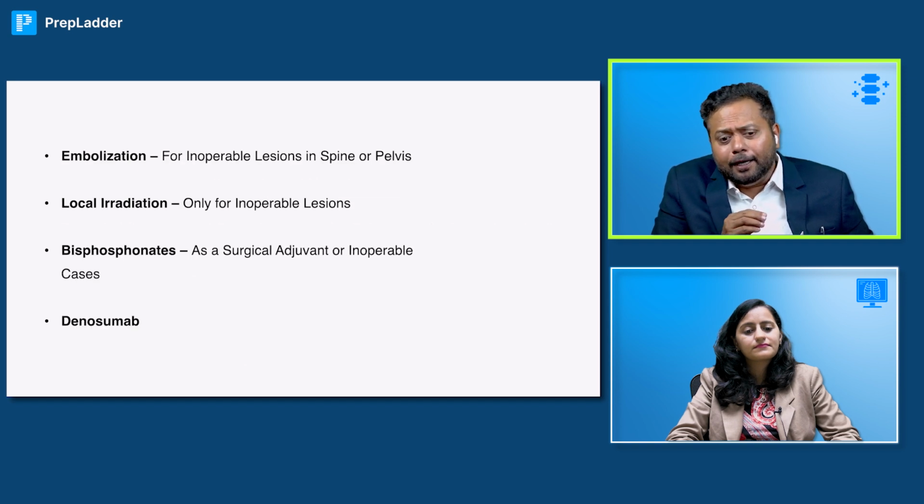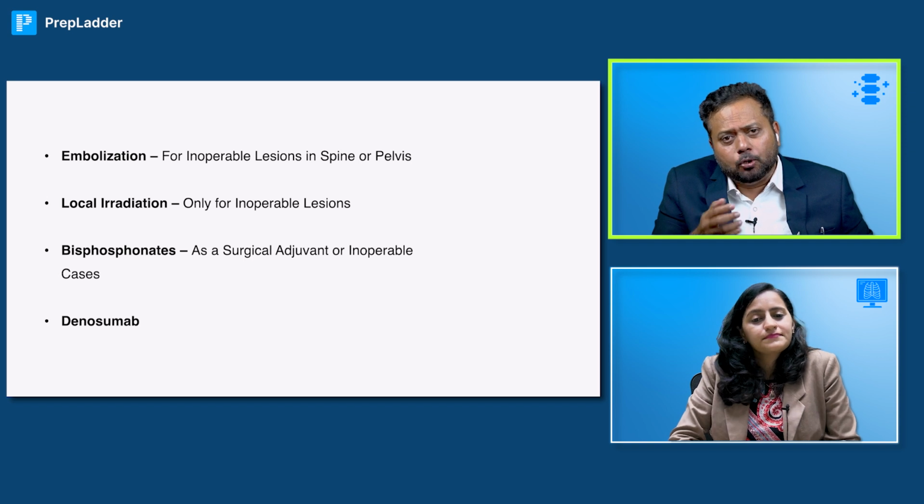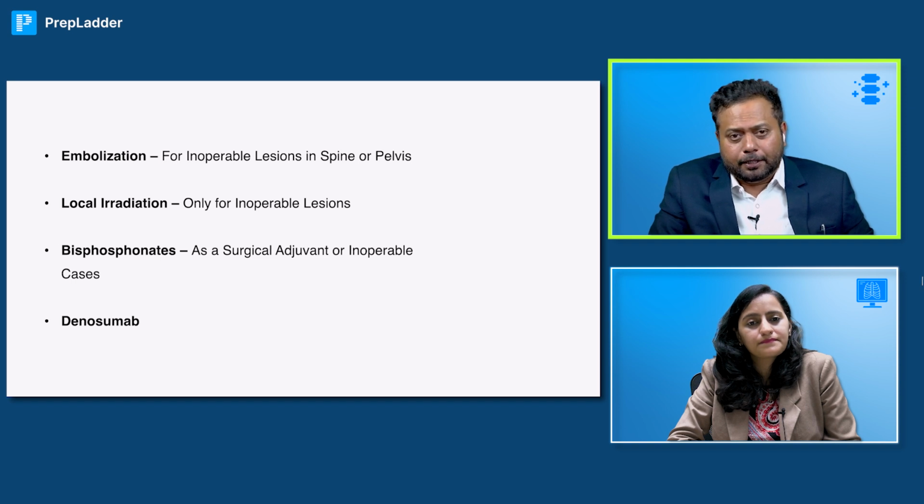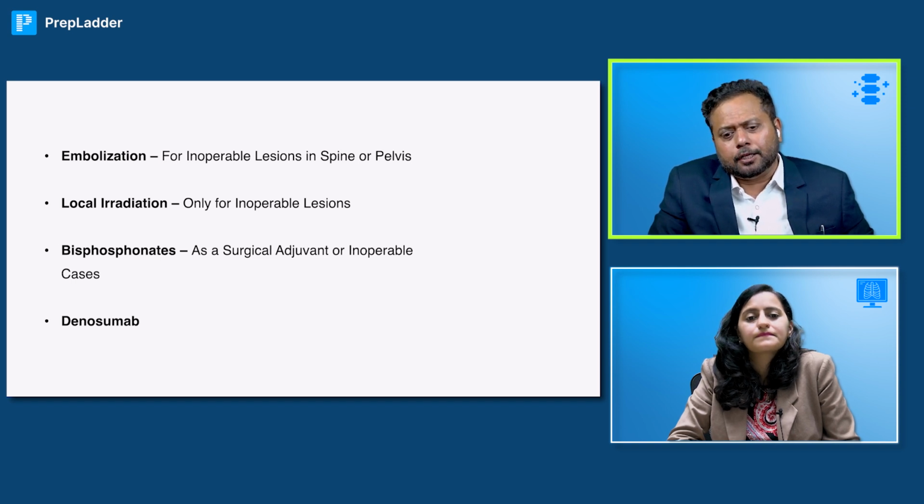Then if it's an inaccessible site, like your pelvis and spine, you can't go and do curettage. Just embolize it. Embolization, block the vessels, and the tumor will wane away. Then local irradiation only for inoperable lesions. Bisphosphonates as a surgical adjuvant. Really this is very helpful, and this was an asked question in the pharmacology session. Bisphosphonates are one of the drugs that are very useful as a surgical adjuvant for giant cell tumor.